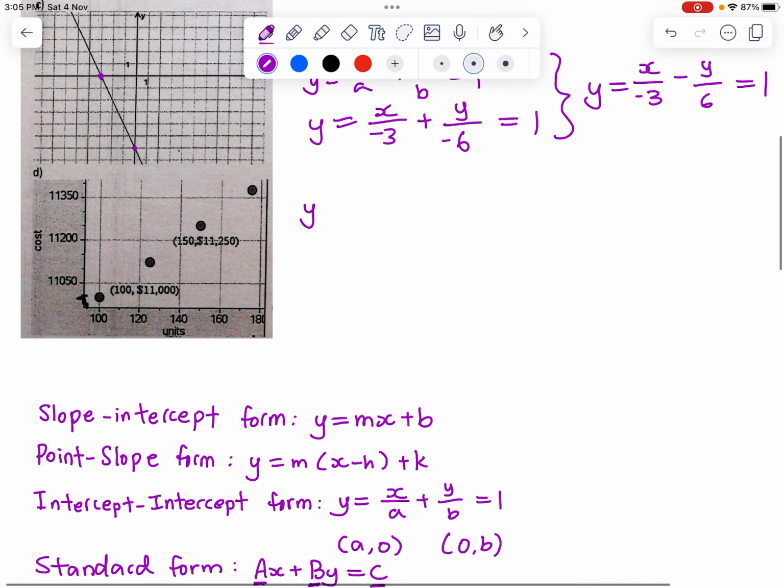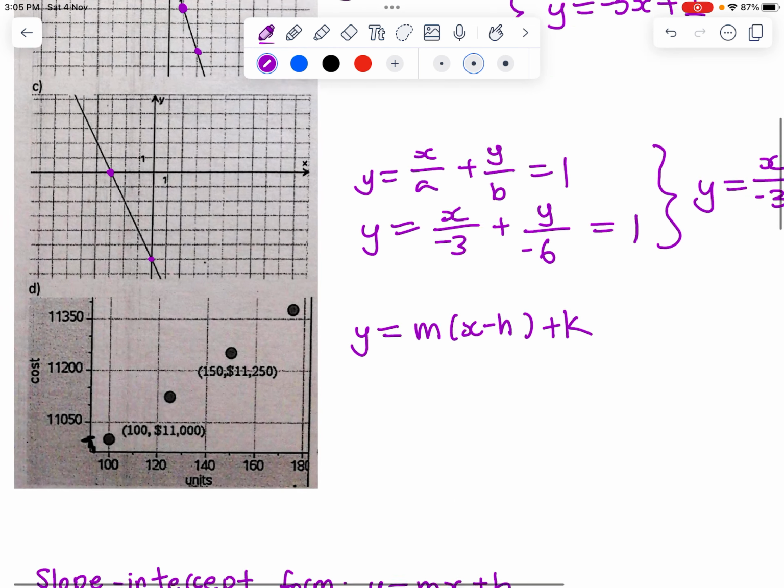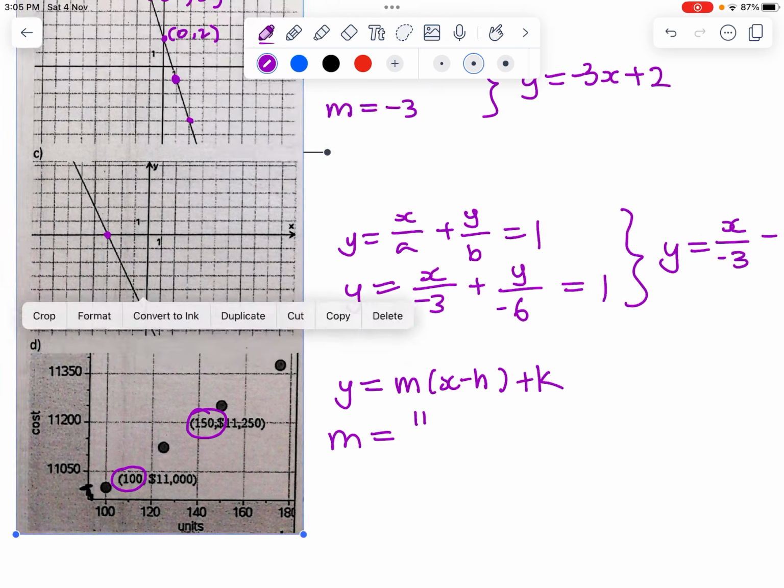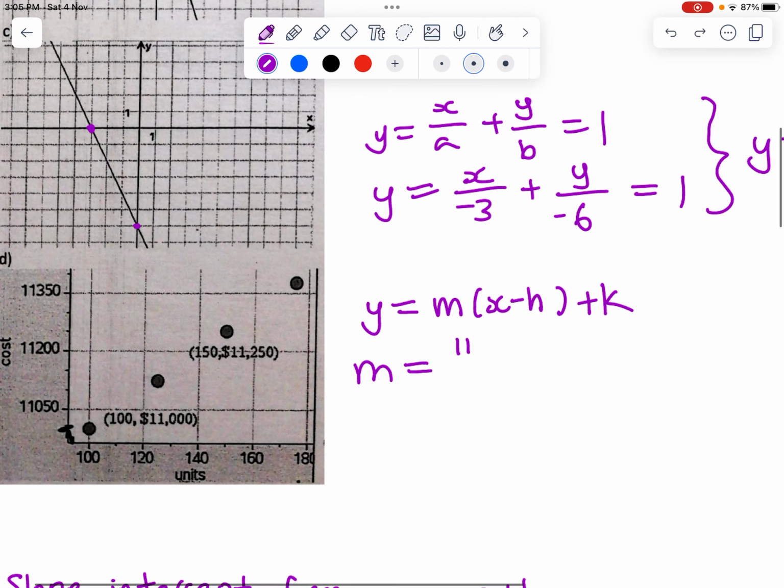So y equals to m(x minus h) plus k, and that is our point slope form, and we can choose any random point. But first of all, let's try solving for the slope. So here we have 2 points that clearly show the coordinates, so we can use that to find the slope. So again, rise over run. So I would do this minus this, and then over this minus this. Oopsie. So that minus that.